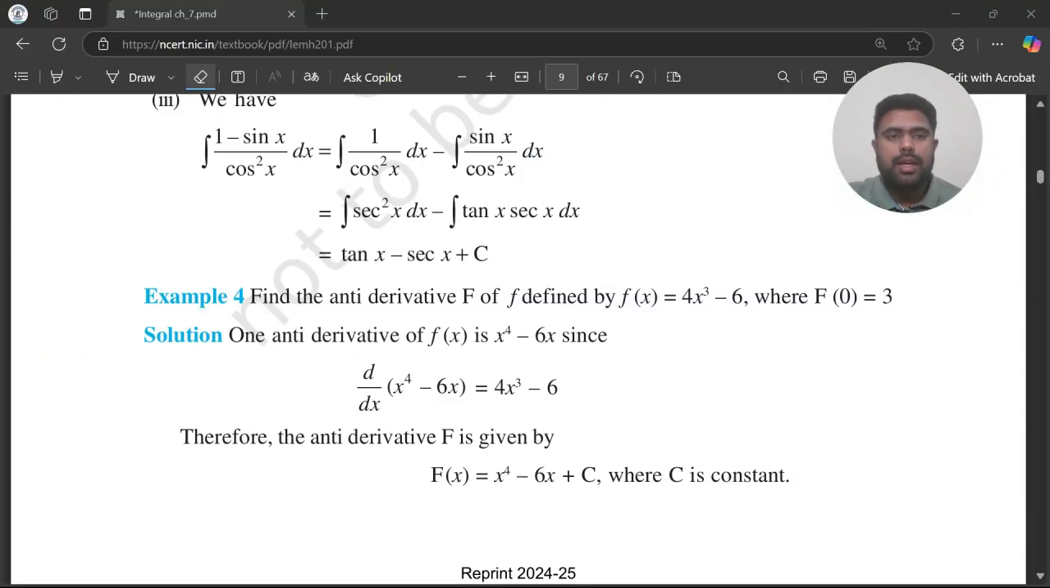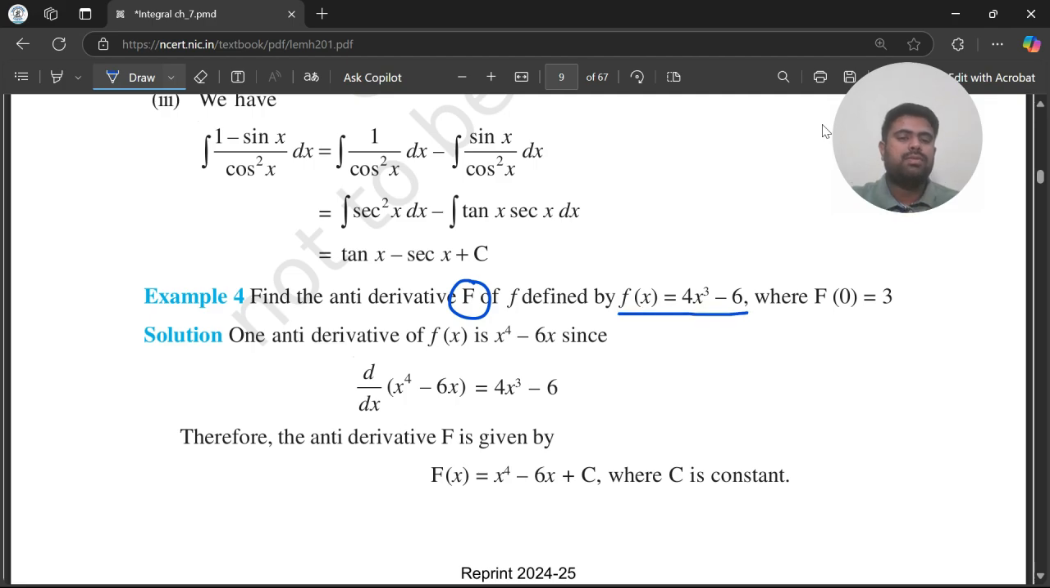Let us now go to the fourth example. Find the antiderivative capital F of small f defined by small f of x equal to 4x cube minus 6. Okay, what is the meaning of the antiderivative capital F of small f? They mean when you differentiate this capital F, you are getting small f. So therefore small f is the derivative of capital F. Therefore capital F is the antiderivative of small f. That is what they have said.